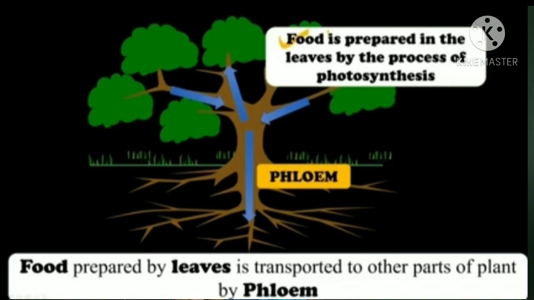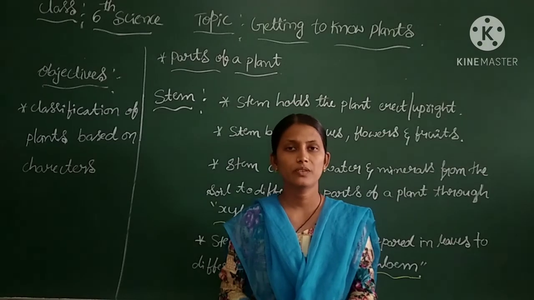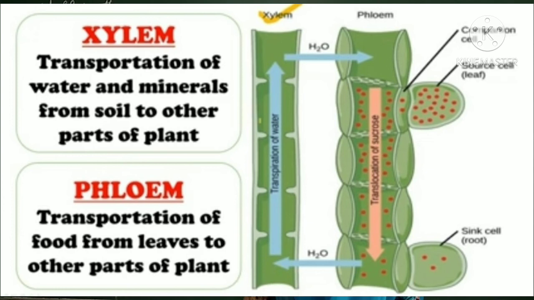Here, the phloem is one of the specialized tubes which carries the food prepared in the leaves to all parts of the plant. Look at this picture. As we know, roots absorb water and minerals. Later, through the stem, they are supplied to all the parts of the plant.